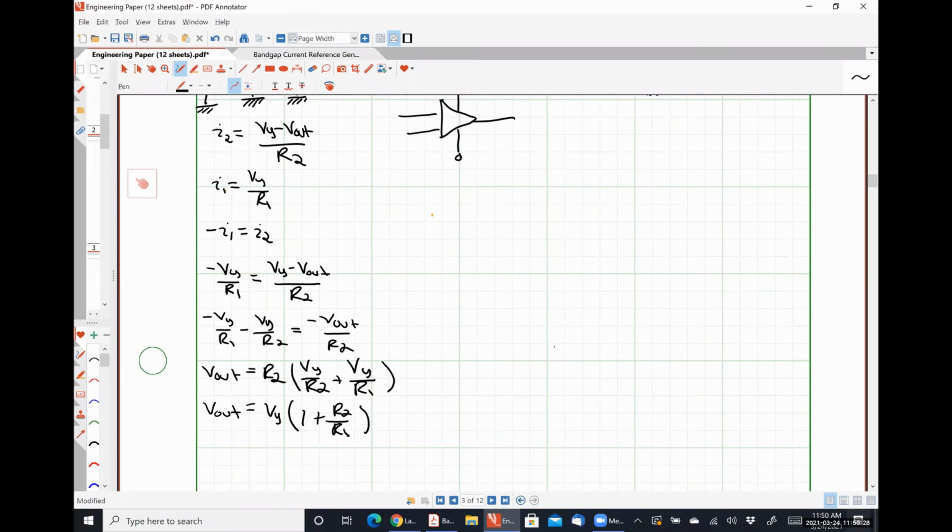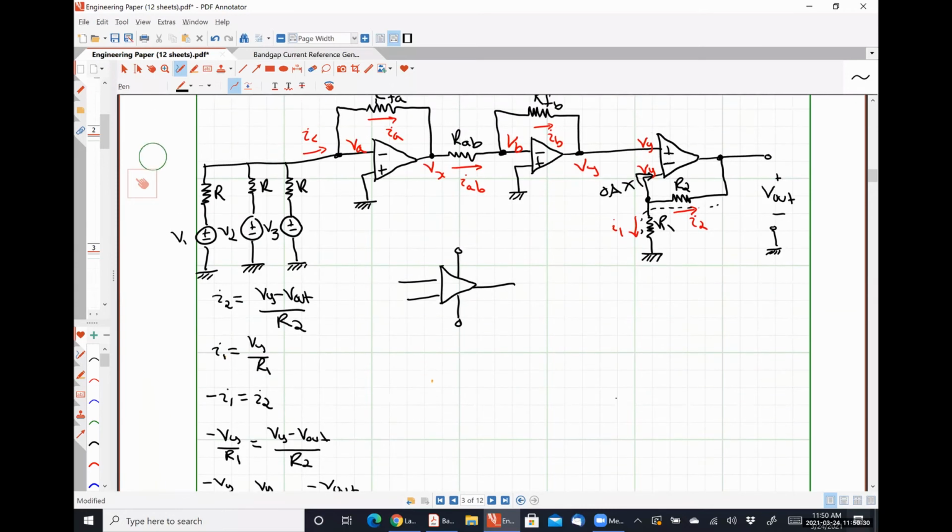All right, so going back up, now we need an equation for Vy, right? And so let's start writing nodal equations here. We have VB minus Vy over RFB equals IB.